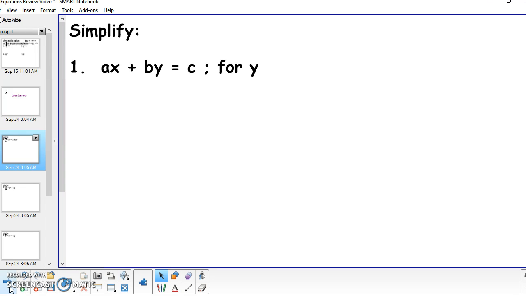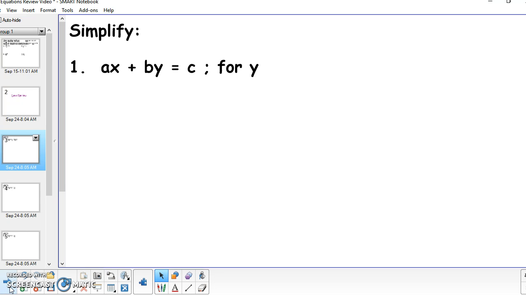So, here's an example. What I would like you to do is write this example down, try to solve it yourself, pause the video, and then come back to the video to see if you've solved it correctly. What I am going to do is just continue to talk and solve each example.